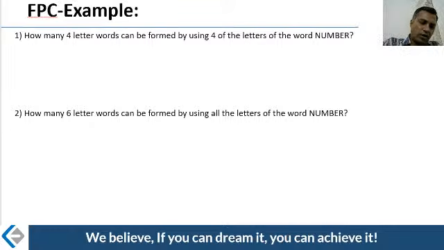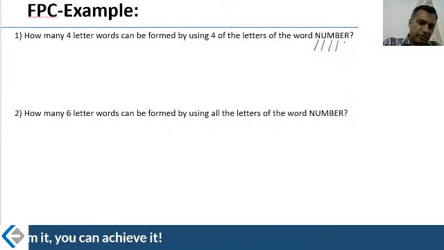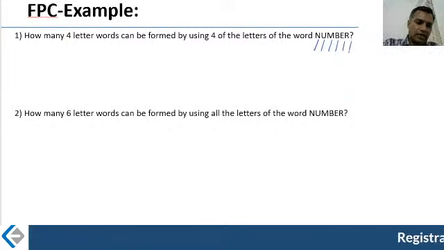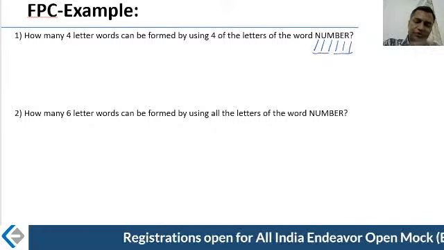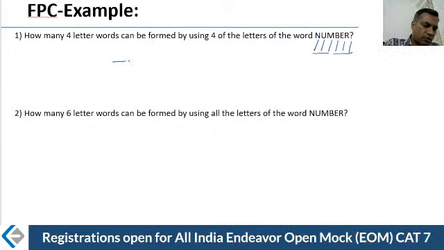All right, now all are distinct. N is different, U is different, M is different, B is different, E is different, R is different. So how many distinct letters do I have? 6 letters. A four-letter word has to be formed.